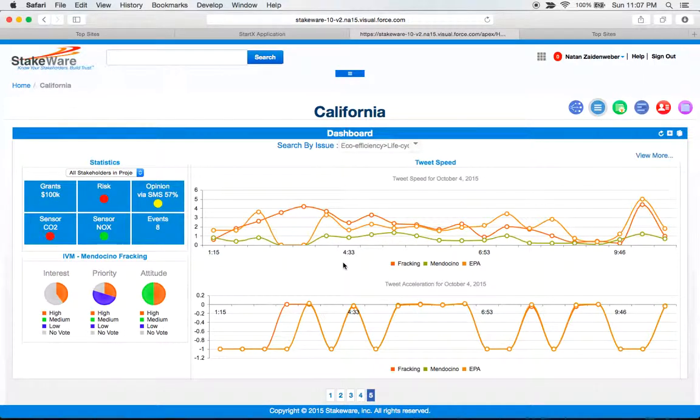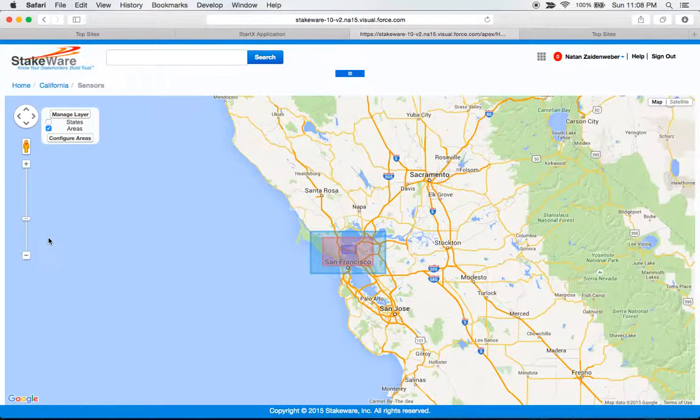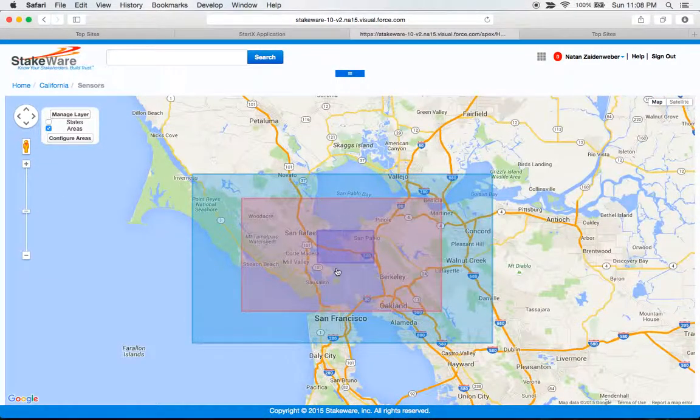In this dashboard, I'm actually combining information from different sources. For example, on the left, I can see not just the money that I'm investing in different grant projects in California, I can also see the level of risk that the project has and some opinions that I'm gathering through an SMS platform. I can also actually monitor some sensors and drill into one of them and actually see an emergency response preparedness scenario where I can basically create different zones of impacts, assuming a potential emergency.